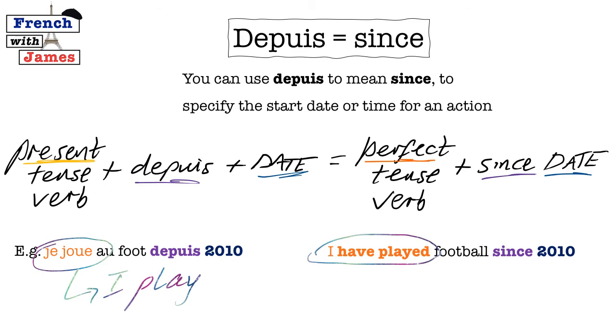But what is going to catch us out is using the wrong tenses. You don't want to say j'ai joué au foot depuis 2010, because that's kind of thinking in English. You need to remember that the verb goes into the present tense, which is actually easier because the present tense is one of the easiest tenses to use, and using depuis allows us to say things in the perfect tense using just the present tense in French.